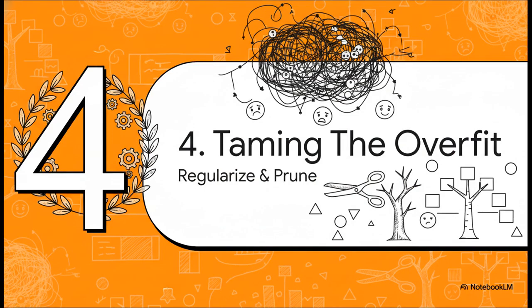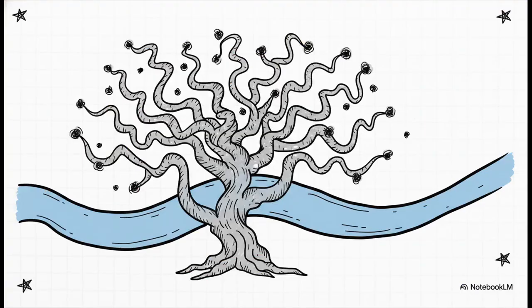Next up, Section 4, Taming the Overfit, Regularize and Prune. Now, we absolutely have to talk about the fatal flaw of decision trees, the very real danger of overfitting. See, because decision trees are non-parametric, meaning they make almost no assumptions about the underlying data, they are incredibly adaptive. But if you let them grow without any restrictions, they will literally keep splitting until they create bizarre, highly fragmented rules just to perfectly fit every single random outlier in your training data. Basically, they start memorizing the noise instead of the actual signal.